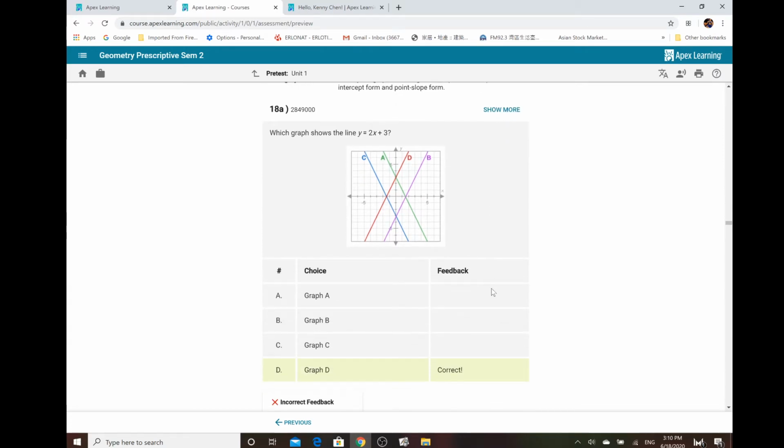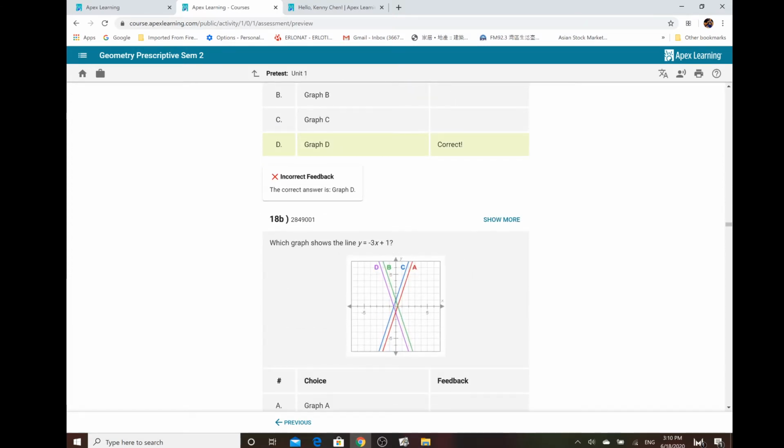And 18, which graph shows the line y equals 2x plus 3? It's 2x plus 3, that means the y-intercept is 3, so we need to start at 3 on the y-axis. Let's just calculate it. It's either the red one or the green one, but the slope is positive 2, so that means the red line right here. So the answer is D.